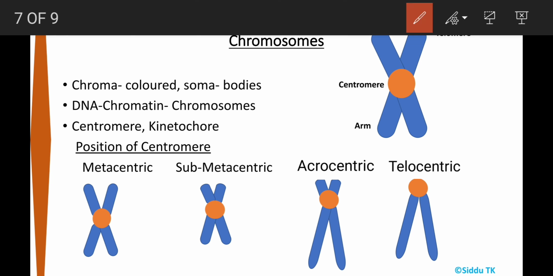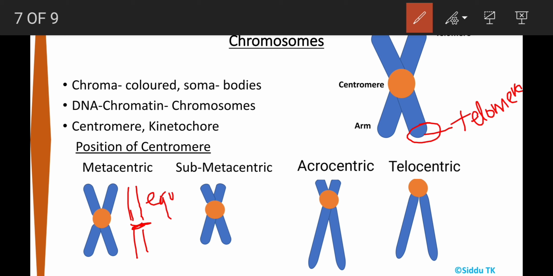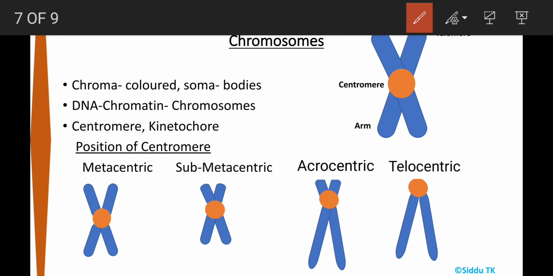Chromosomes are colored bodies that take stain. In eukaryotes, DNA is packed to form chromosomes during cell division. Chromosomes have a centromere. The ends of the chromosomes are called telomeres. Based on the position of the centromere, chromosomes are of 4 types. If the centromere is exactly present at the center and it divides the chromosome into 2 equal parts, then that chromosome is called metacentric.